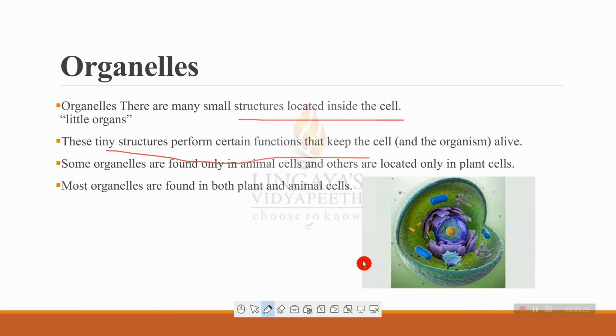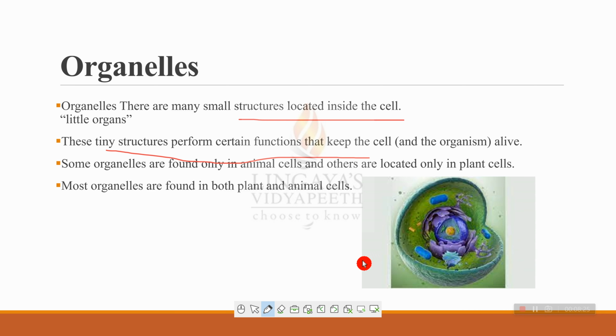Now talking about the cell plasma membrane. The cell plasma membrane is also called the cell membrane. Here you can see the structure of the cell membrane. It is found in all cells. It separates the interior, or the organelles present inside the cell, from the outside.